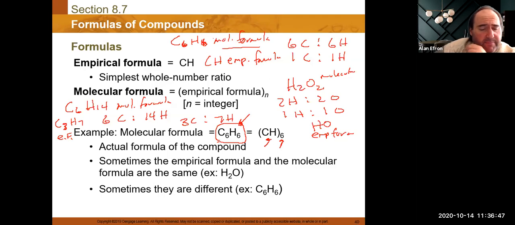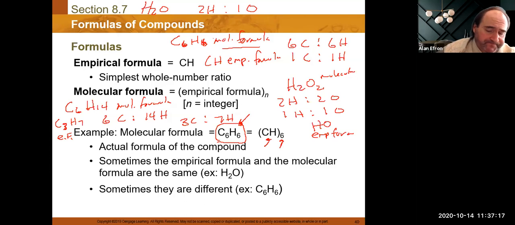Now, sometimes both the empirical formula and the molecular formula are the same. So, for example, if you take water, water is basically 2 hydrogens for every 1 oxygen that's present. And that's pretty much as far down as you could go. You can't reduce that down anymore to whole numbers. So H2O would be both the empirical formula and the molecular formula. So sometimes they are the same, sometimes they are different.